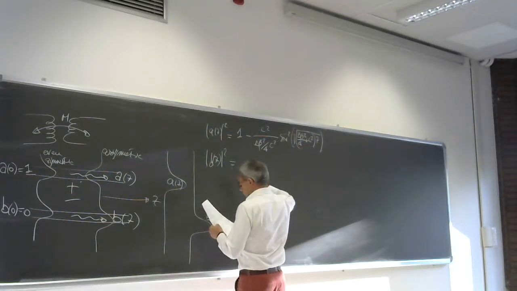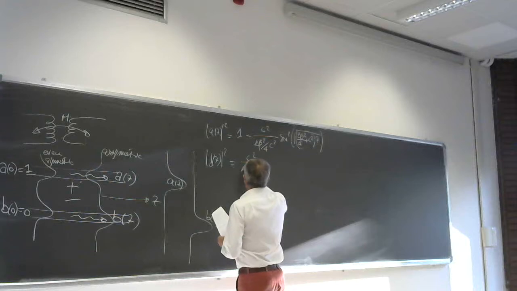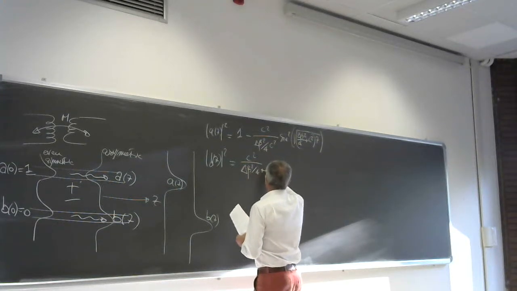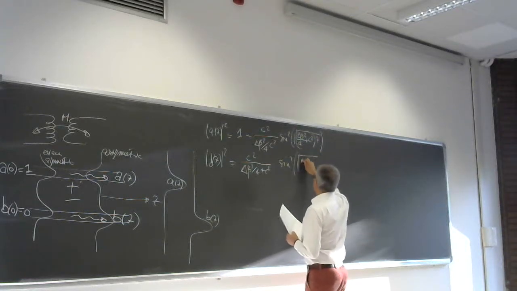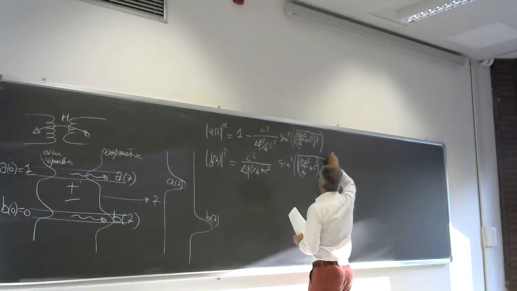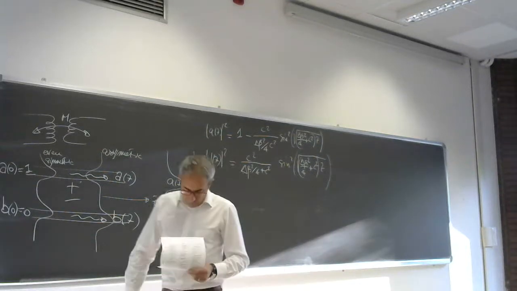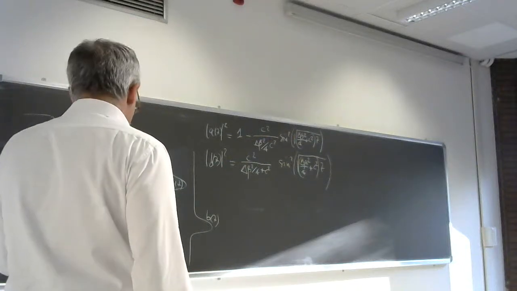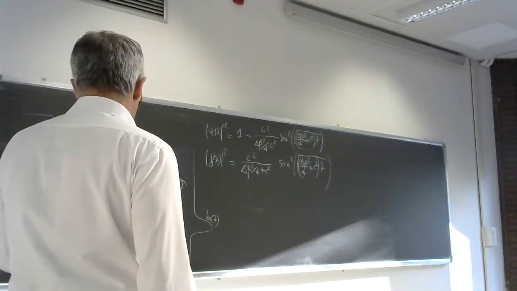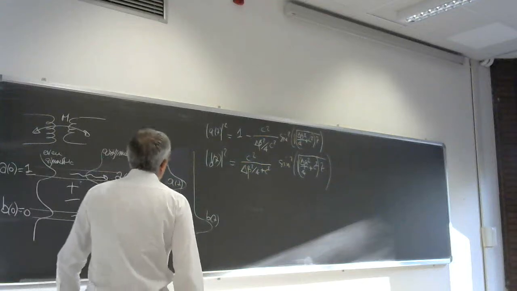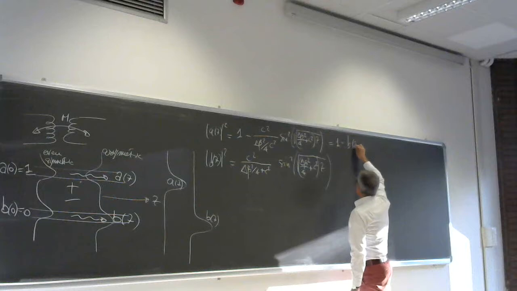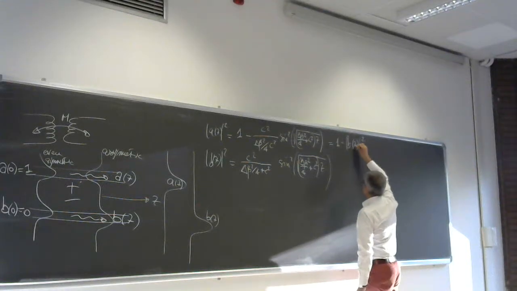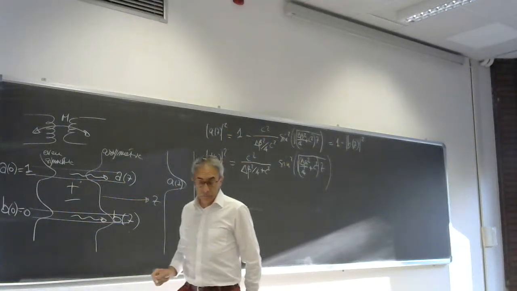This is the power, so the square modulus. I think it's correct. Let me see. Check. Yes, correct. So this is clearly 1 minus the other one, because the power is conserved.